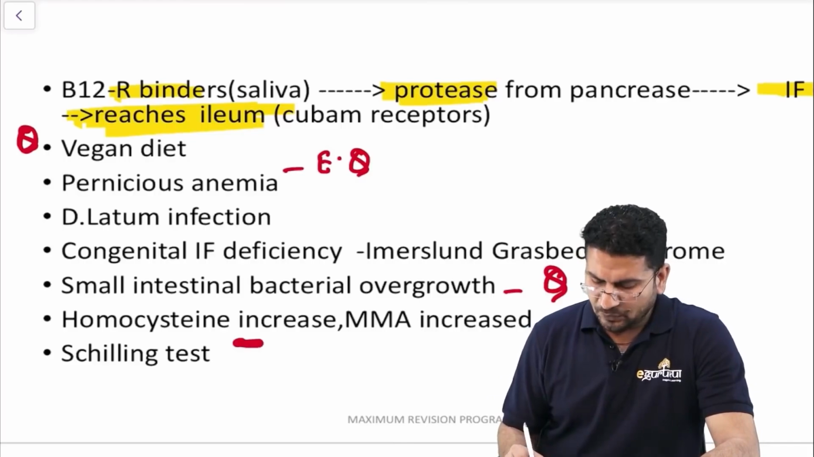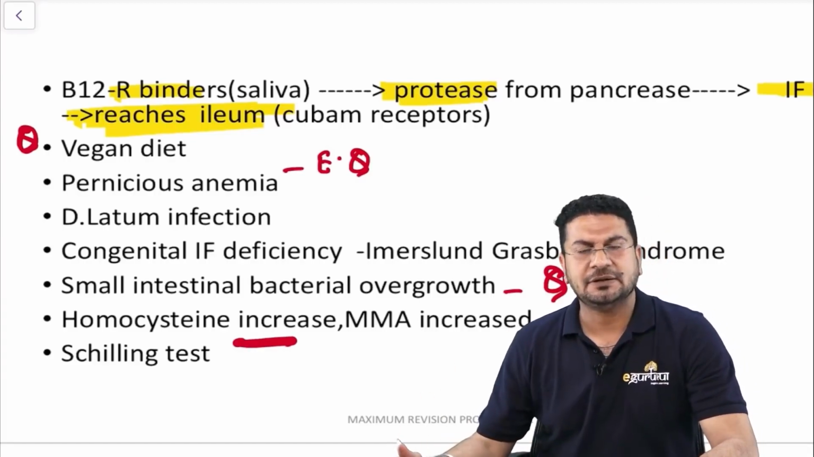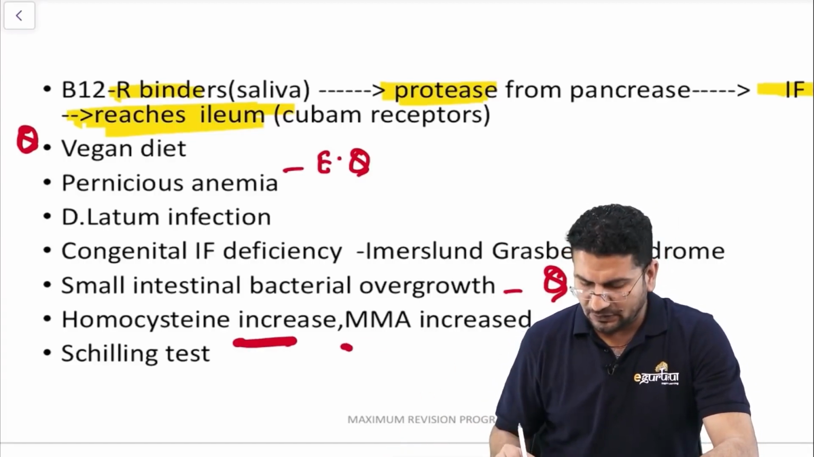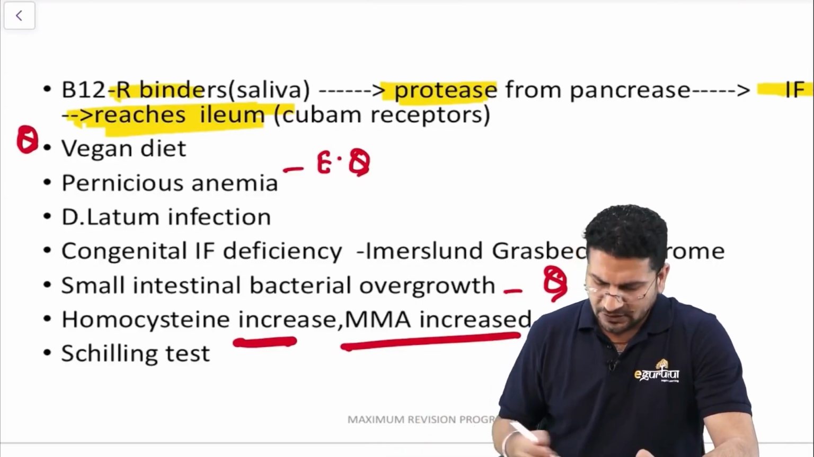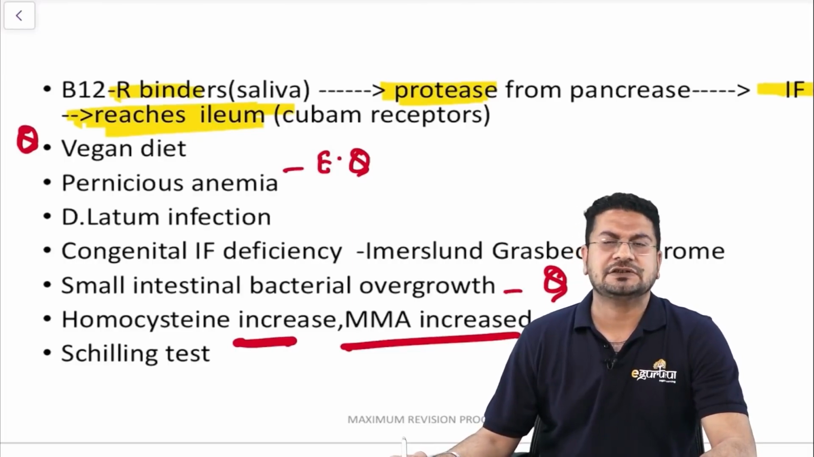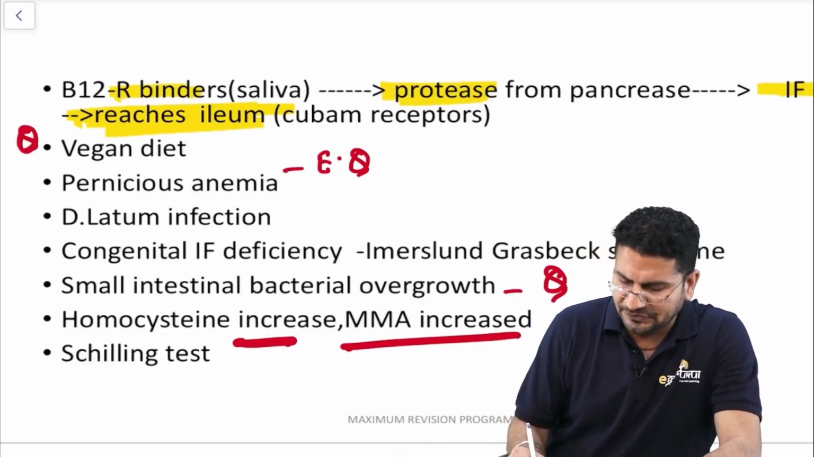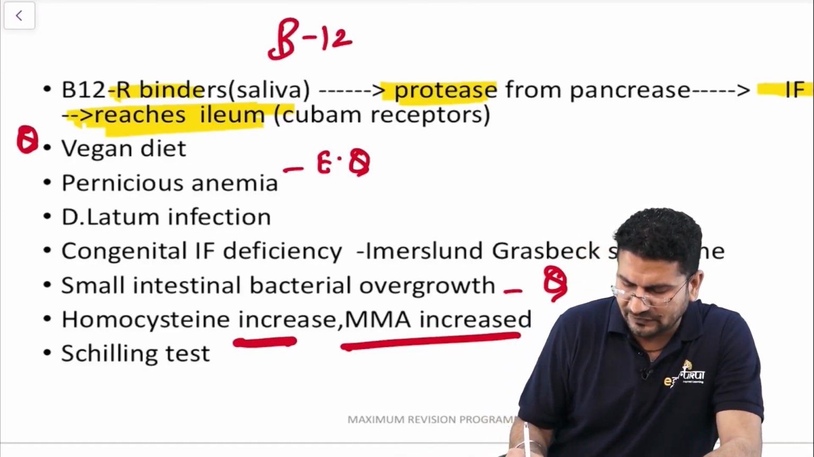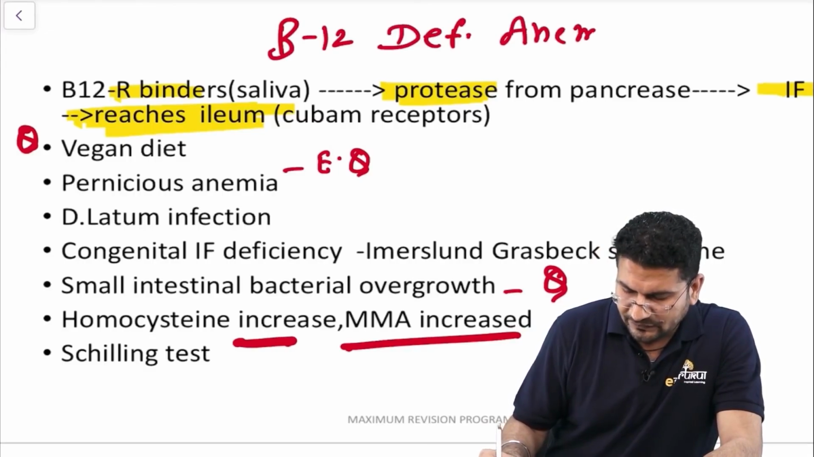Homocysteine level will increase in both B12 as well as folic acid deficiency, but methylmalonic acid will increase only and only in B12 deficiency. Older tests, these days we don't perform, but still sometimes they ask MCQs. Schilling test is used for B12 deficiency. So these are MCQs suggestive of B12 deficiency anemia.